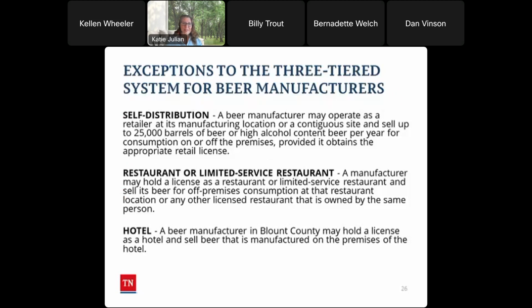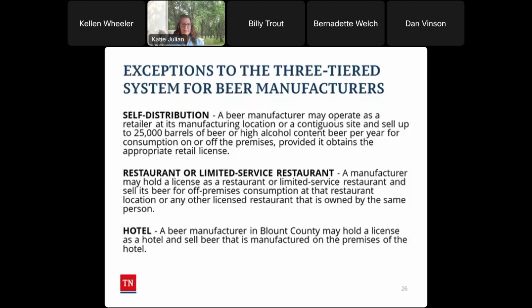Again, some exceptions to that 3-tiered system for beer manufacturers. So although a beer manufacturer is generally, of course, required to distribute product through the 3-tiered system, it can make retail sales of beer in instances such as self-distribution, if the manufacturer is also a restaurant, and then there is the specific exemption for a hotel where beer is manufactured in Blount County. I'm guessing that was a piece of legislation that made its way in based on a very popular farm located in Blount County.